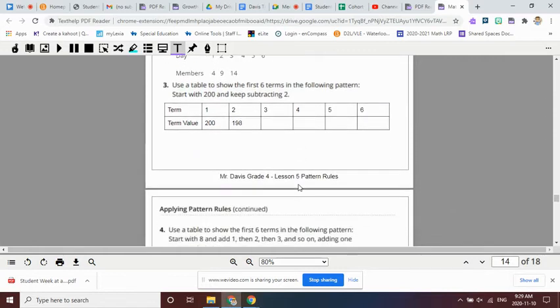Down here in your page, I gave you a chart that was started on. So in question 3, it says use a table to show the first 6 terms in the following pattern. Start with 200 and keep subtracting by 2. So really, you just need to finish what I've started here with the table.